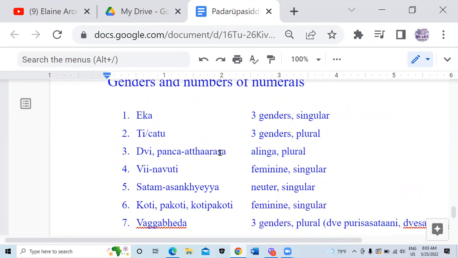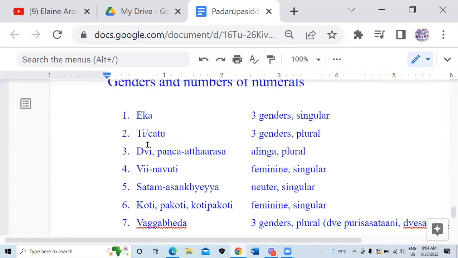Declension is also important. So the declension and genders of numbers. Ega, one, has three genders. Ego like Purisa, only singular. Ega like Kanya. Egan like Chaitan. And then Ti and Chadu, also three genders, masculine, feminine and neuter.